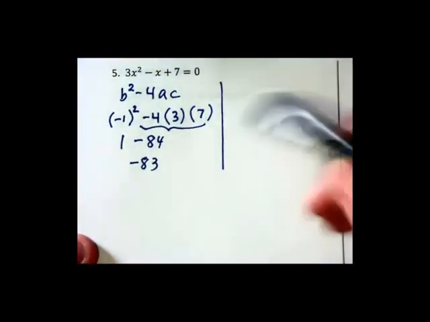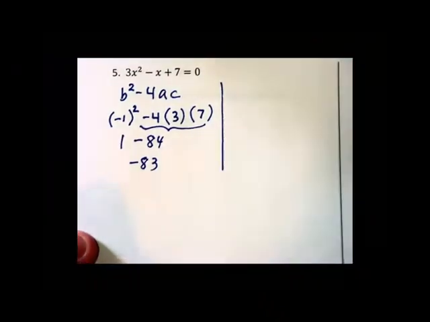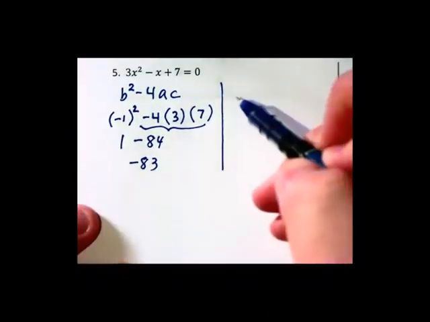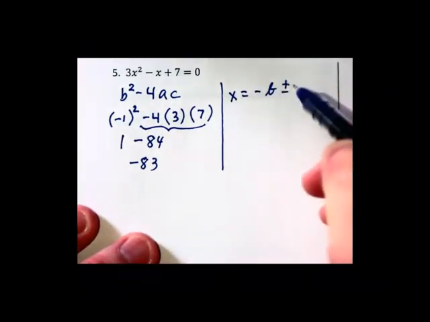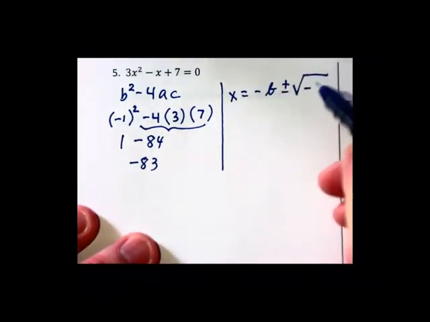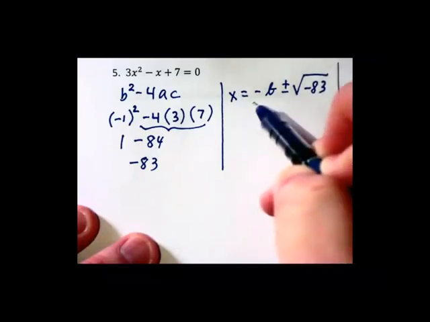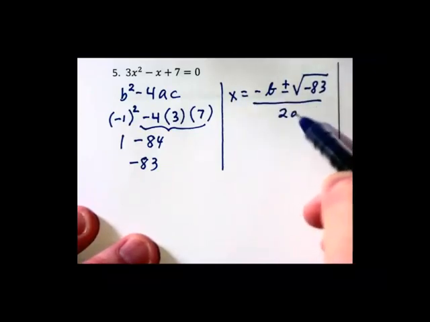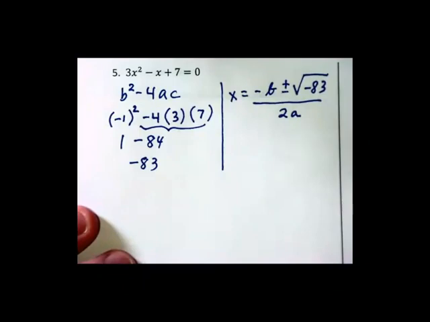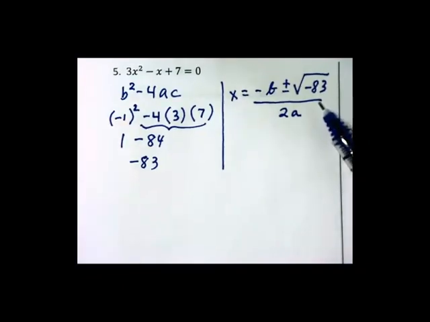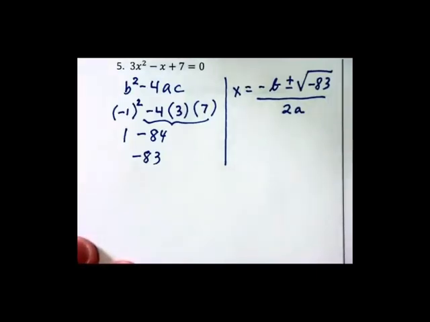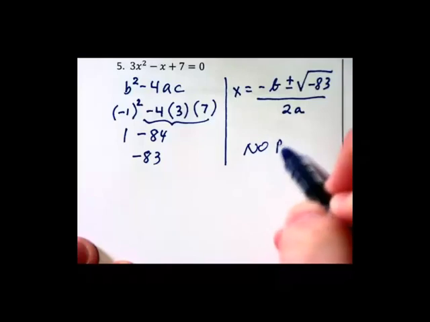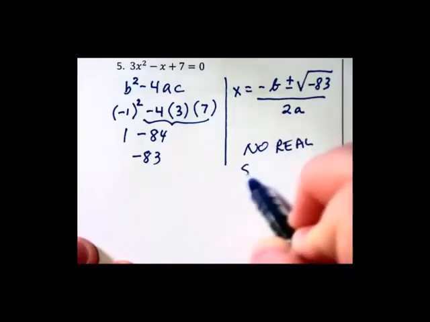And right off the bat, we can see that we're going to have a problem here, because we're going to have x equals negative b plus or minus the square root of negative 83 all over the 2a. Now, in your future math classes, we'll learn how to deal with that square root of a negative 83. But for this class, we're just going to leave this as saying there are no real solutions.